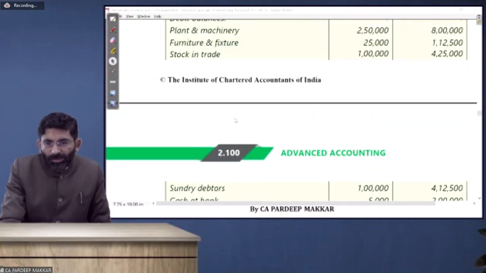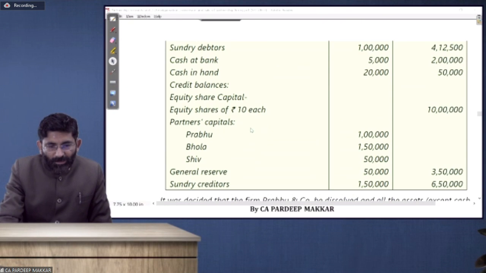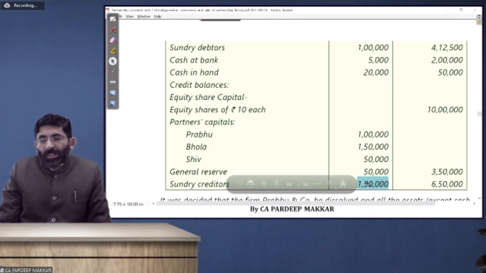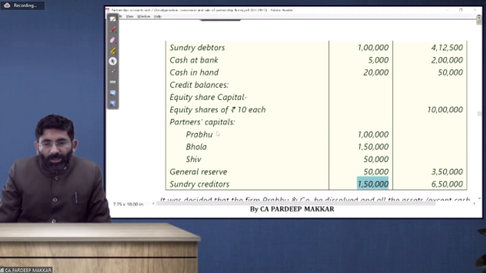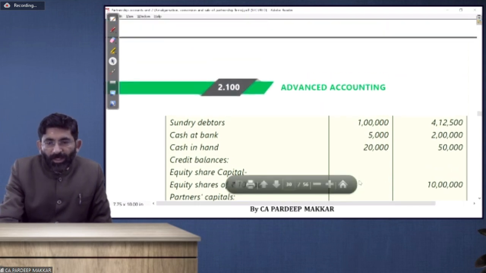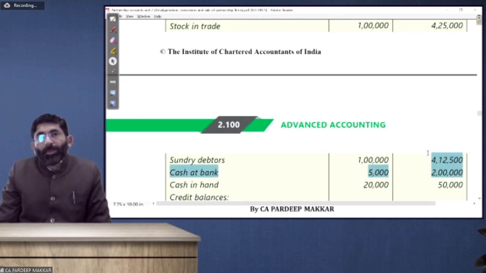So these are the balances of Prabhu and Company and Bhagwan Limited. It has been mentioned that in the creditors of Prabhu and Company, 50,000 rupees are due to Bhagwan Limited. So it includes 50,000. If it includes 50,000, obviously Bhagwan Limited's debtors also include 50,000 as amount receivable from Prabhu and Company.